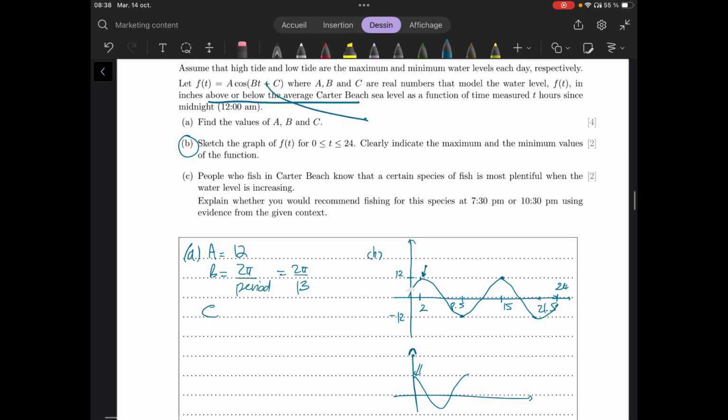In other words, the bt plus c part is effectively 2 pi by 13 times t minus 2, because we're shifting 2 units to the right. Therefore, c has to be 2 pi by 13 times negative 2, or negative 4 pi by 13.